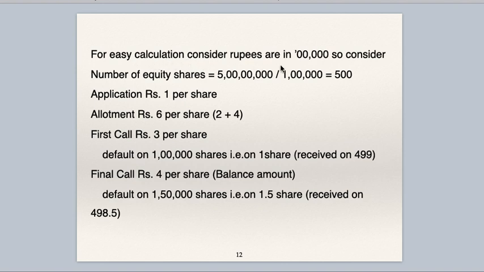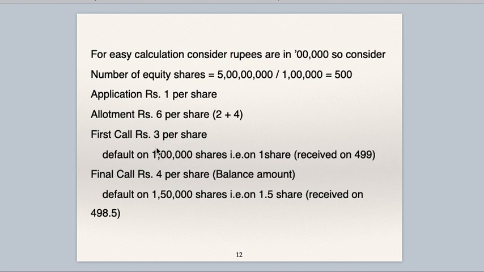For easy calculation, we'll consider rupees in lakhs. Number of equity shares, 5 crore divided by 1 lakh. So 500 we'll consider number of equity shares. Application 1, allotment 6. I've told you have to write breakup 2 plus 4. 2 would go to capital, 4 would go to securities premium, 3 on first call.